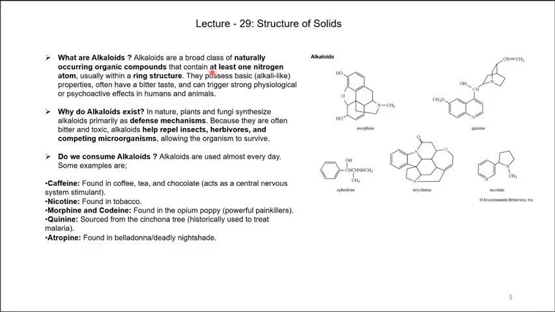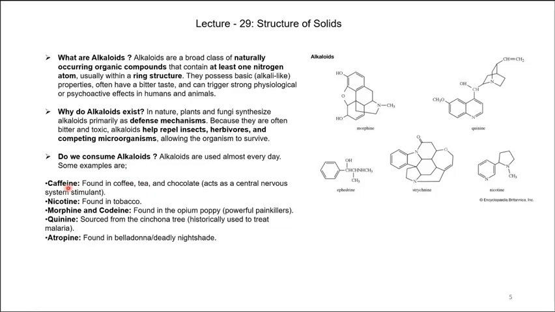So, why do alkaloids exist in nature, in plants and fungi? Alkaloids are primarily a defense mechanism because they are often bitter and toxic. Alkaloids help repel insect herbivores and competing microorganisms, allowing the organism to survive. Do we consume alkaloids? Oh yeah, of course, we consume alkaloids almost every day.